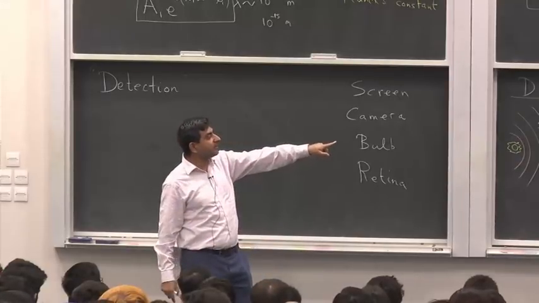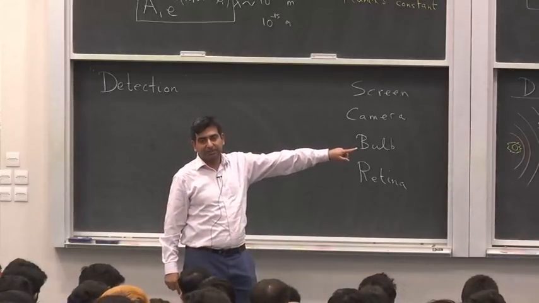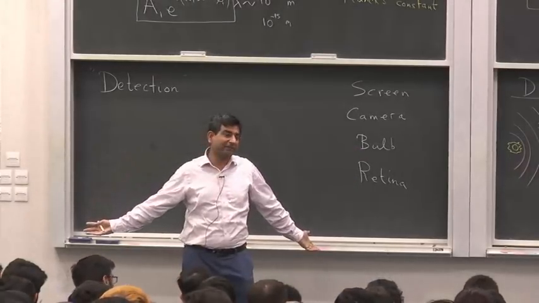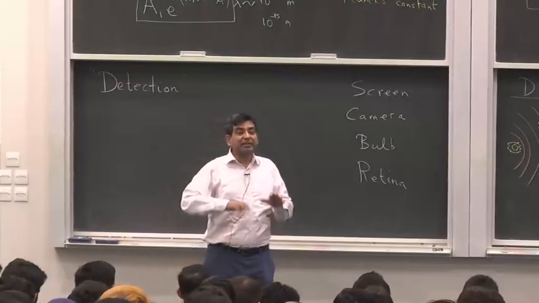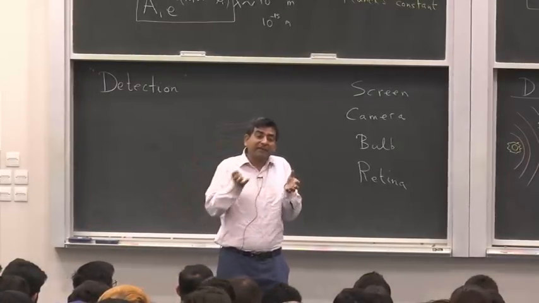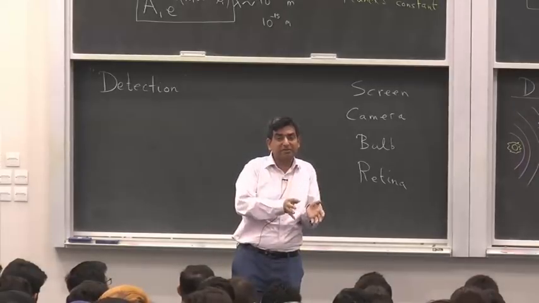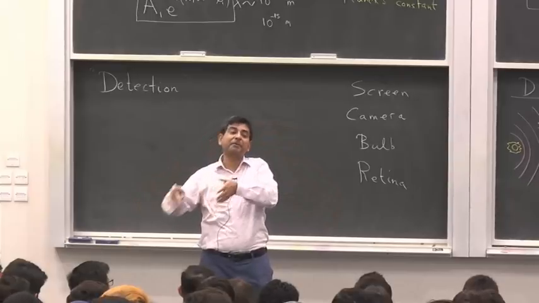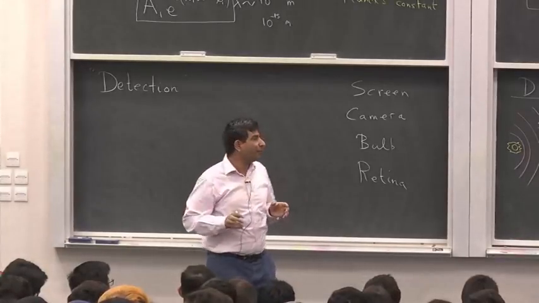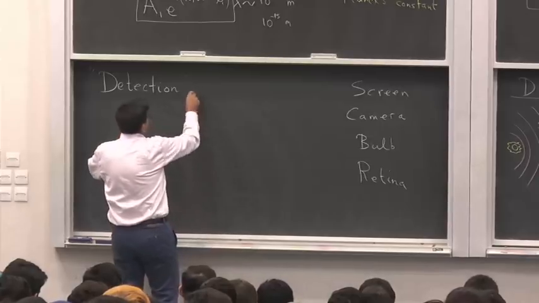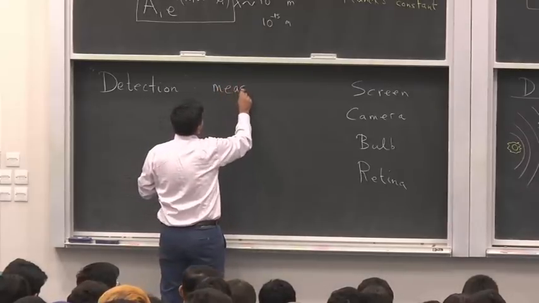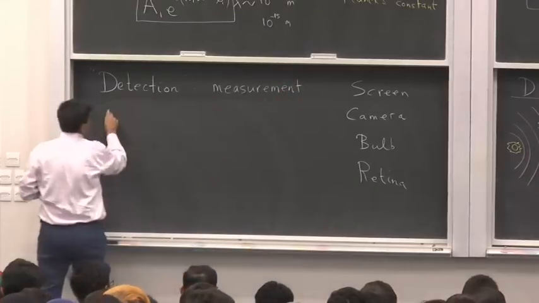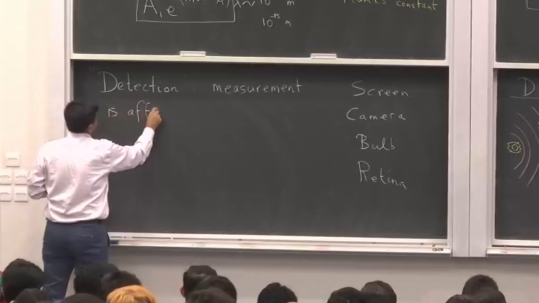Now, if you insert a measurement device, which is the light bulb, in the experiment, the outcome is totally different than if the light bulb were absent. So the apparatus with the macroscopic measurement device is different from the experiment without the measurement device. Which means that the detection or the measurement is affecting the outcome of an experiment.